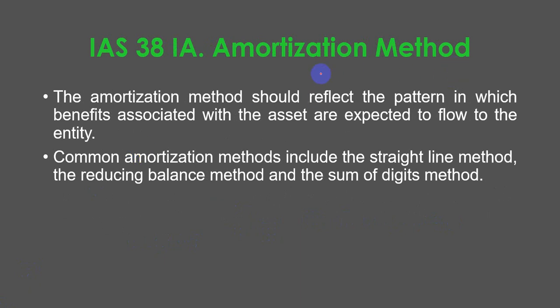Amortization method. The amortization method should reflect the pattern in which benefits associated with the asset are expected to flow to the entity. Common amortization methods include the straight line method, the reducing balance method, and the sum of digits method.